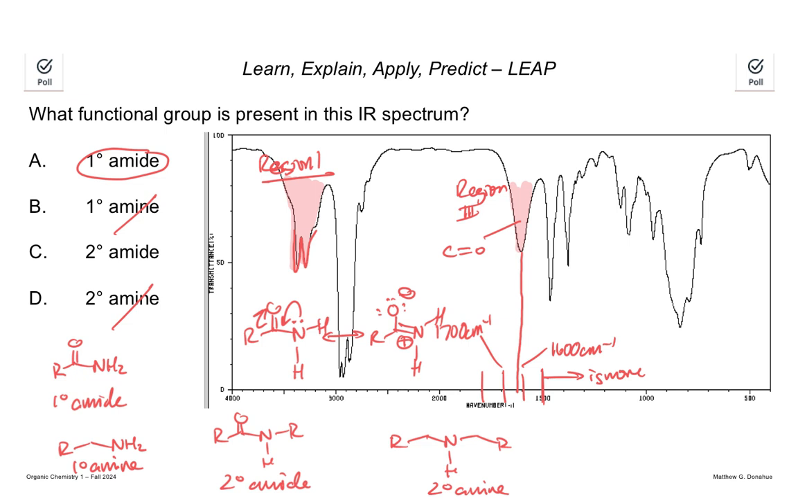That carbonyl C=O double bond is actually a little bit weaker. So it moves it outside of your sort of baseline of 1700. So weaker carbonyl in an amide is below 1700.